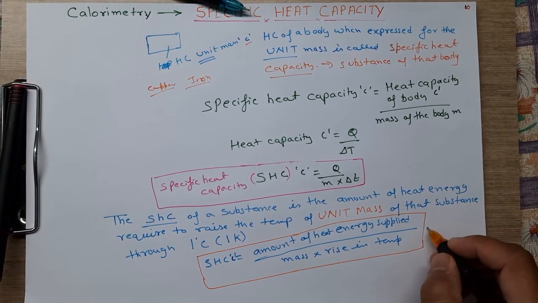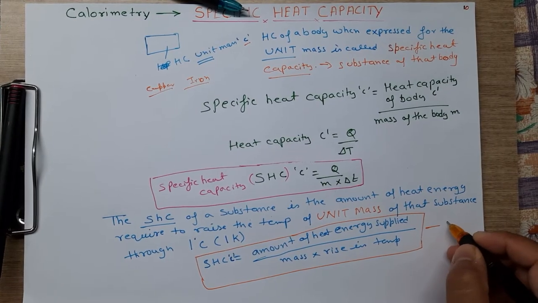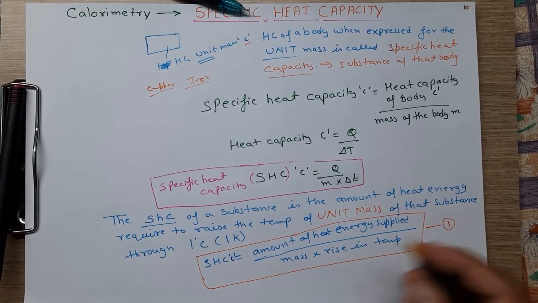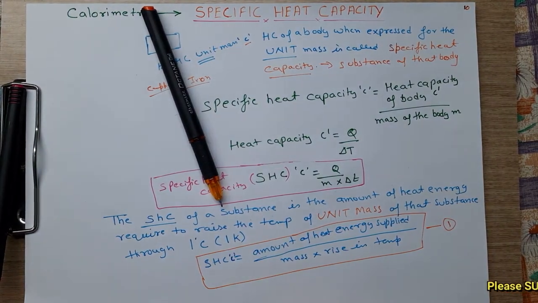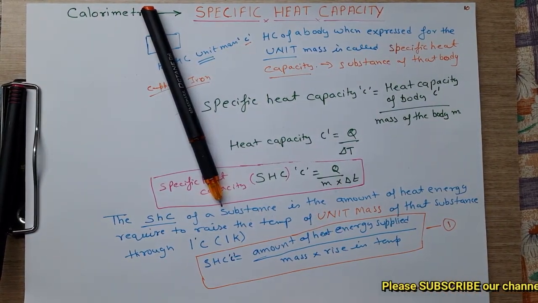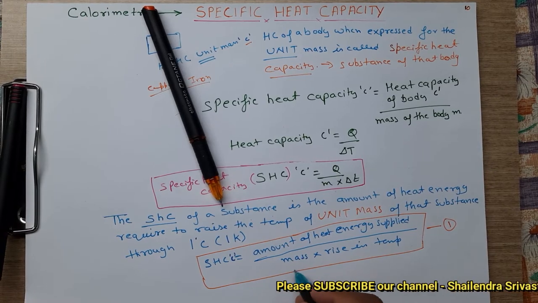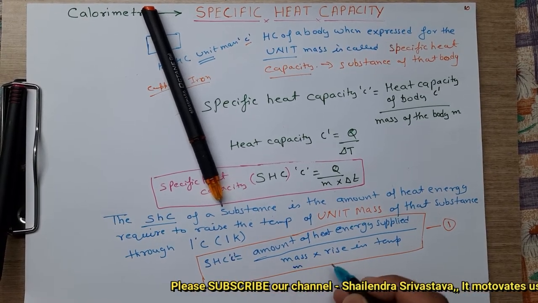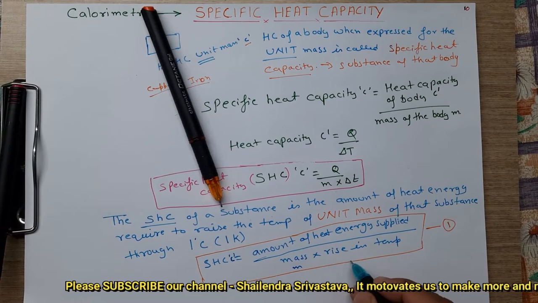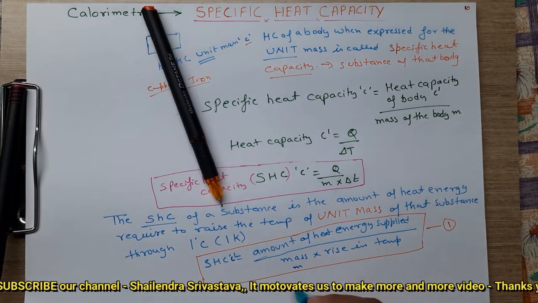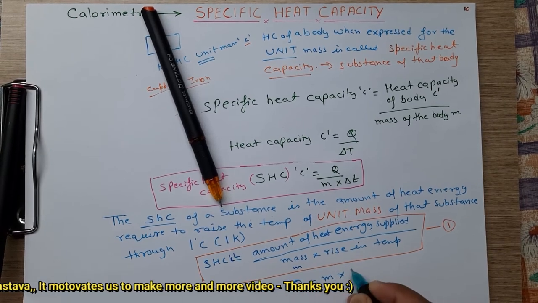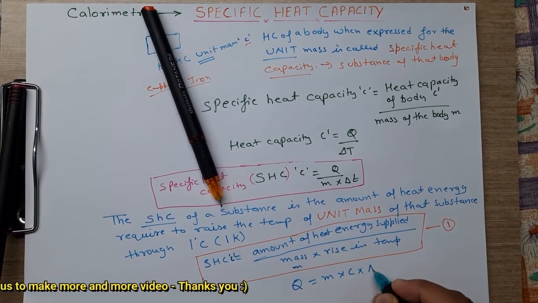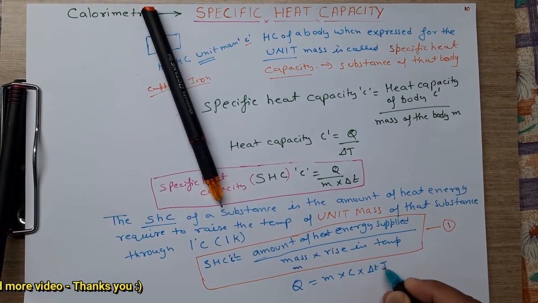So from this equation, let's say this is equation number one, we can say the heat energy required to raise the temperature of a body of mass M by delta T degree Celsius or Kelvin. So we can write this as Q is equal to M into C into delta T, and that is in joule.